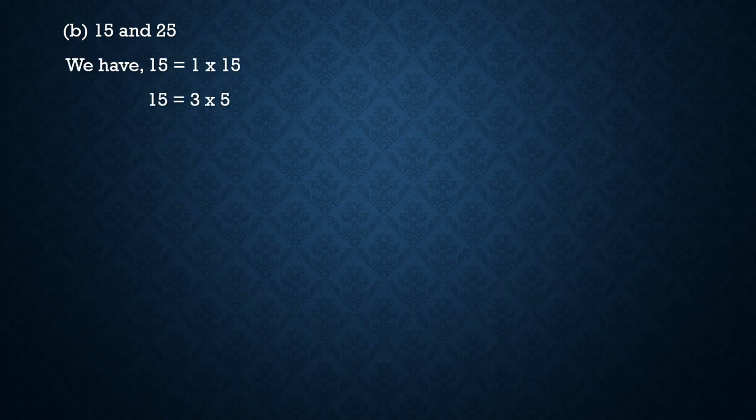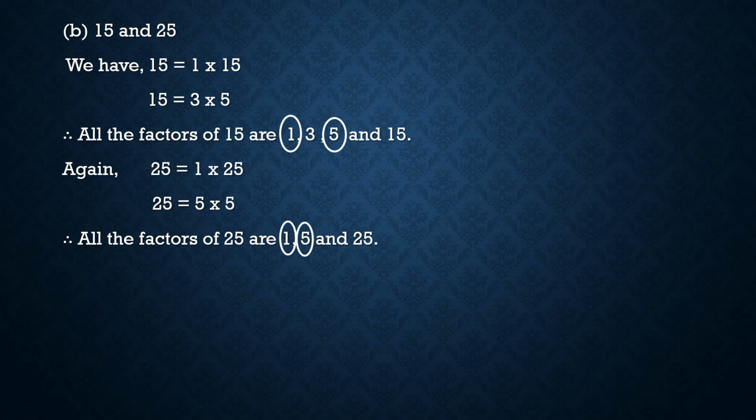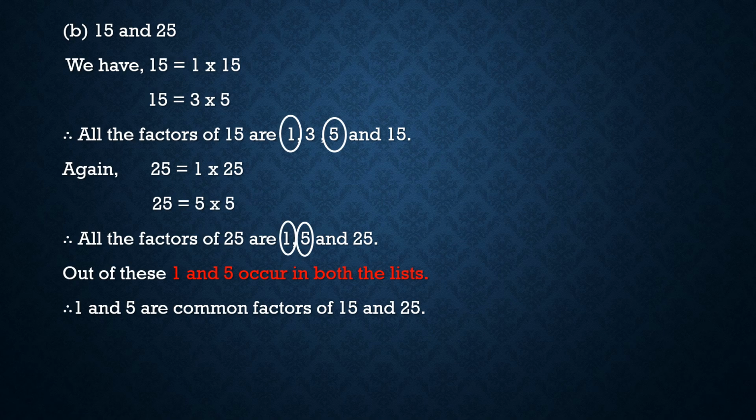Let's start with 15. 15 is equal to 1 into 15 and 15 is equal to 3 into 5. Therefore, all the factors of 15 are 1, 3, 5 and 15. Next, moving on to 25. 25 is equal to 1 into 25 and 25 is equal to 5 into 5. Therefore, all the factors of 25 are 1, 5 and 25. Now we can see that out of these factors, 1 and 5 occur in both lists. Therefore, 1 and 5 are the common factors of 15 and 25.